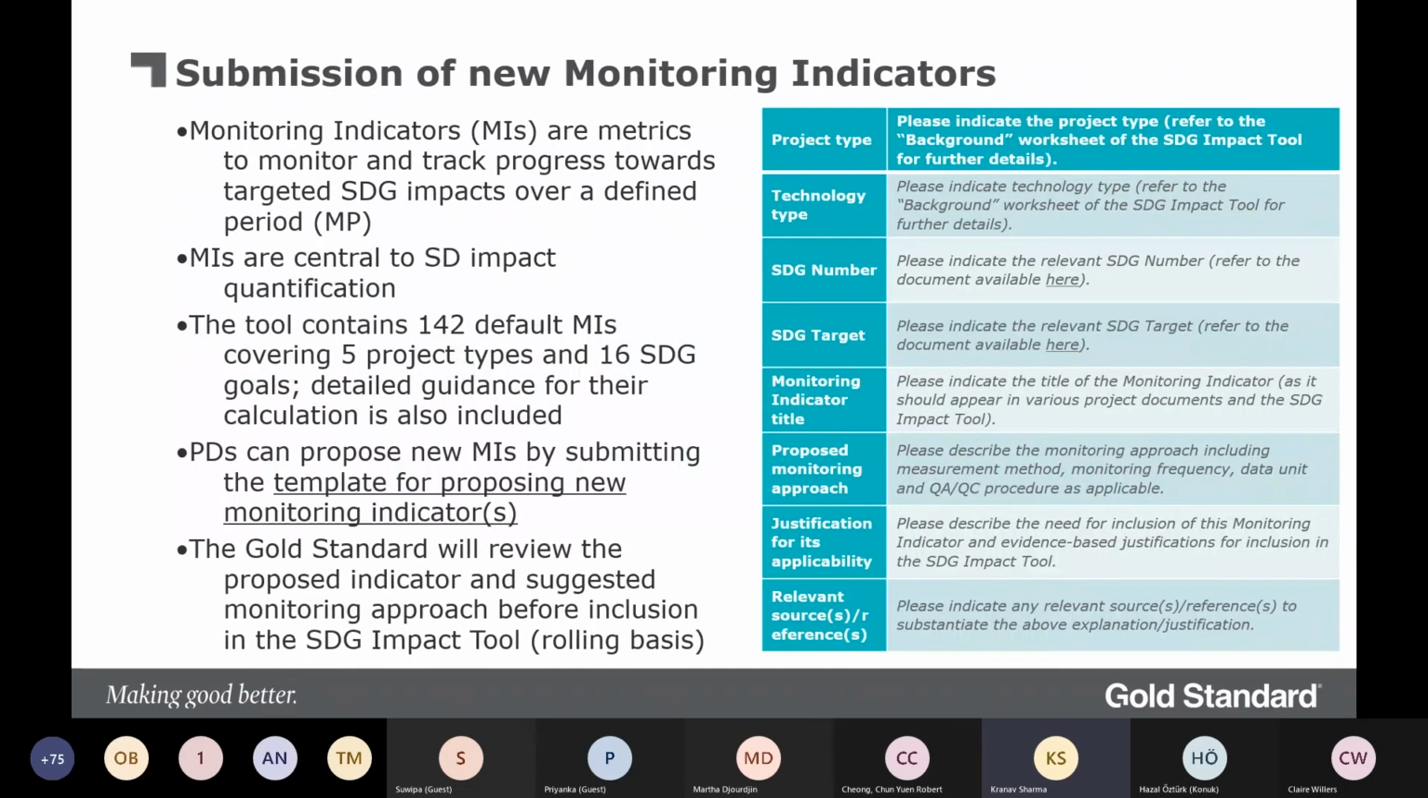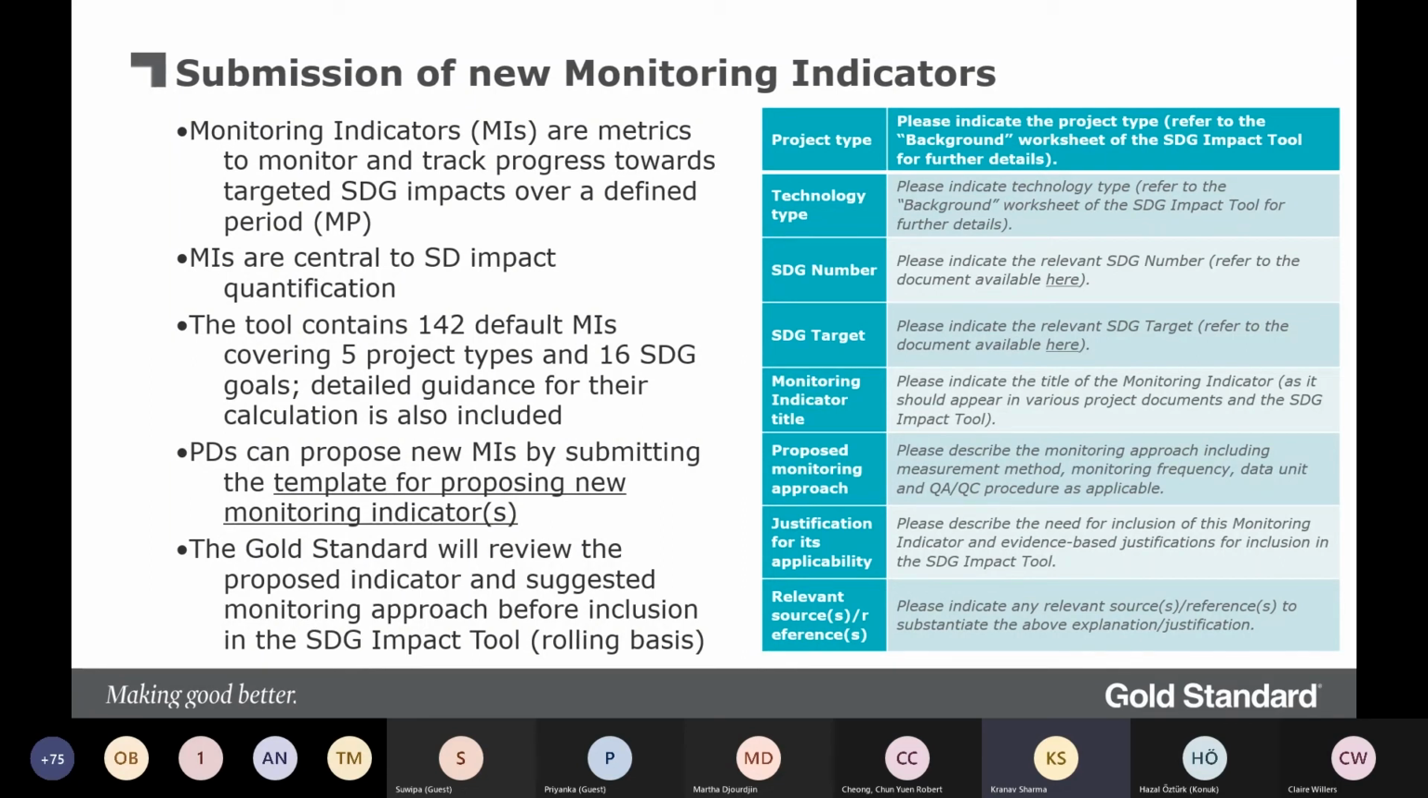So moving on, and we had discussed this briefly. As I mentioned, this SDG tool has around 142 monitoring indicators, which can be used to link with various SDG goals and then claim impacts towards those goals. But they are not set in stone, and the SDG tool doesn't limit itself to 142. We have created a provision for project developers to add and propose new monitoring indicators based on their project and what makes sense to them.